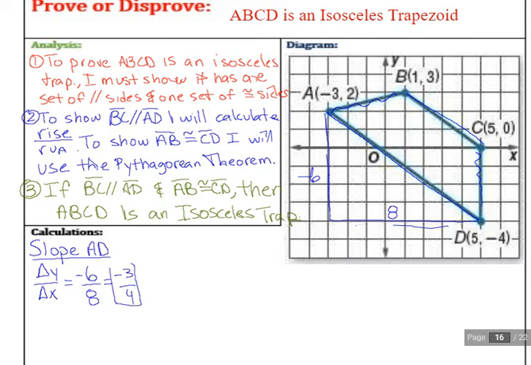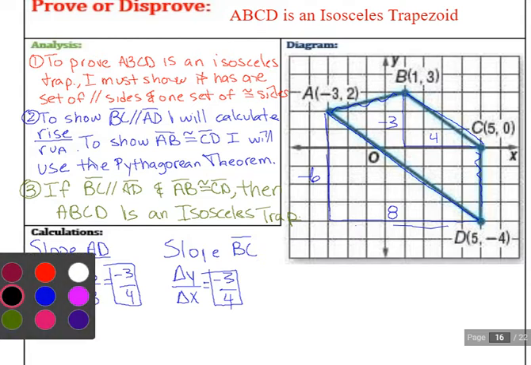Okay, so we should compare that with the slope of BC. So we have a minus 3 run and then a 4. Well, that's going to match up perfectly, but we should still record it. So we know that parallel means same slope, and we show the same slope. So we're halfway there. We just now have to show distances.